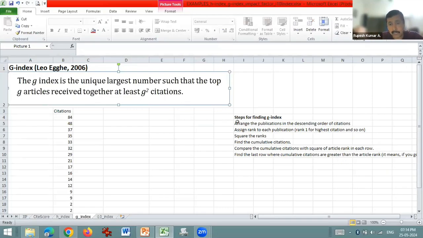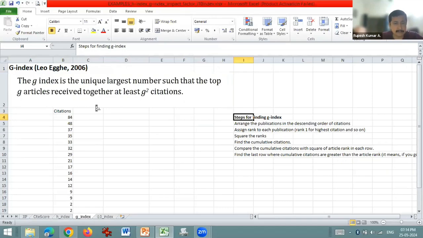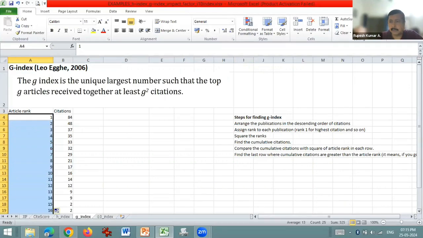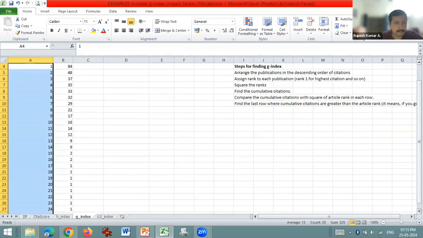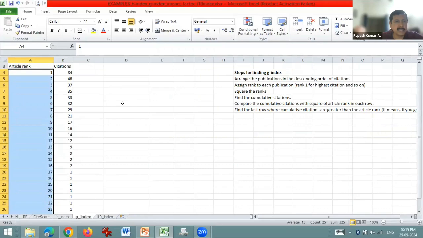What are the steps for finding G index? How to find G index? Here I have got some data of the citations received by an author for different articles. Let me quickly explain. First, we are going to assign article rank. In the interest of time, I have already sorted the publications in the descending order of citations. So I'm going to assign article ranks. And here you have got the article ranks. Now, please tell me, what is the H index of this author?